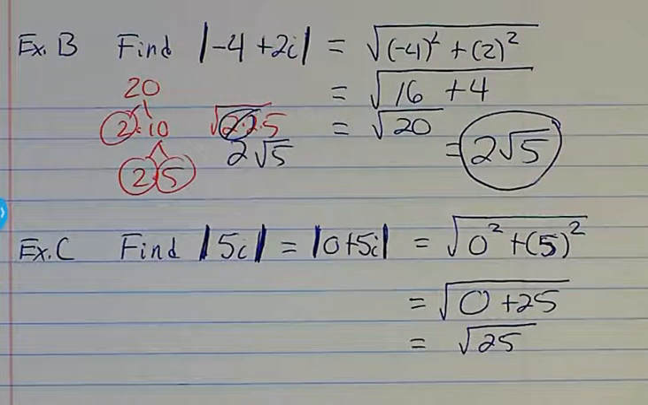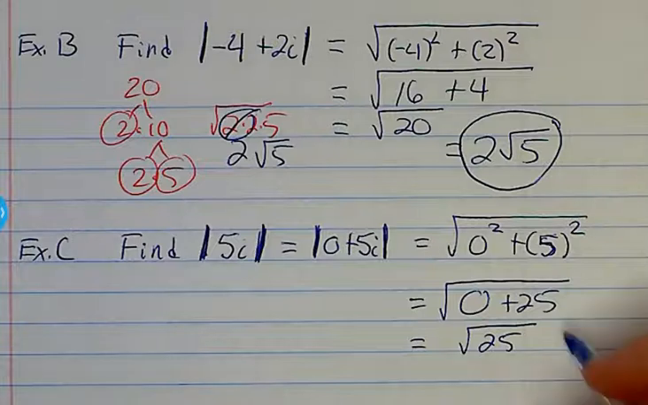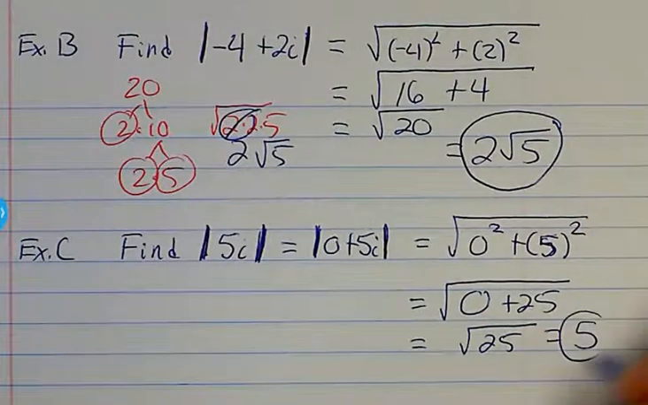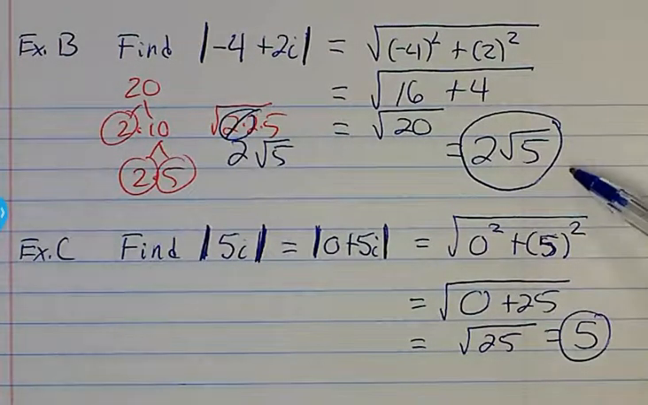But what is the square root of 25? Just 5, right? So sometimes, depending on the numbers they give to you, the square root may be gone altogether, that there may not be a radical, that it may be just a whole number that's there.